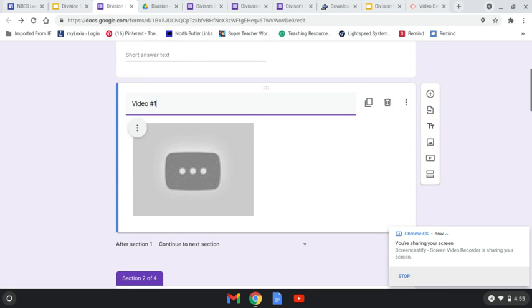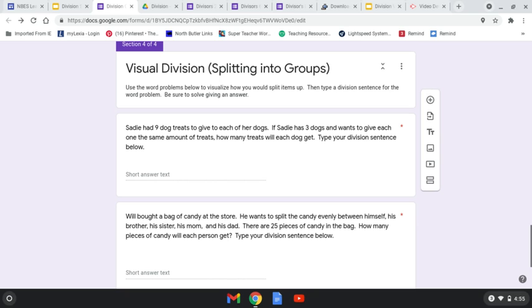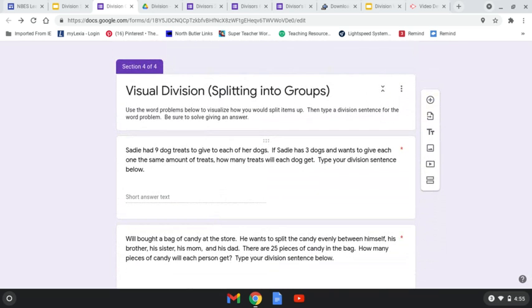Okay, I want to explain a little bit more about the word problems at the bottom, the visual division, which mainly you're going to use with word problems. Okay, so for today's lesson, you're going to have 3 word problems, but you're also going to have them the rest of the week at the end of every lesson.